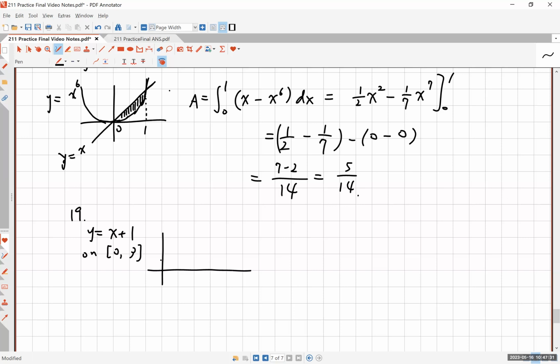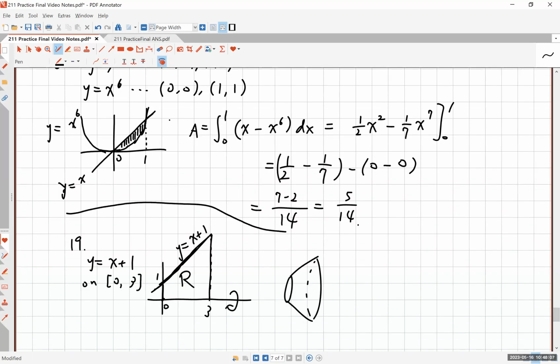What does x plus 1 look like? Well, x plus 1 looks like this. It's a straight line going through 1, the slope is 1, and x goes from 0 to 3, right? So that's the region. Okay, this is the region below the line y is equal to x plus 1 on the interval from 0 to 3. Now, if you revolve this about the x-axis, basically you're going to end up with something like this, right? Like the part of the Apollo that came back from the moon the first time.